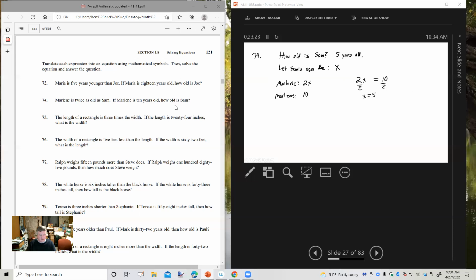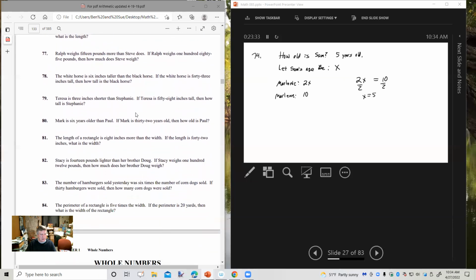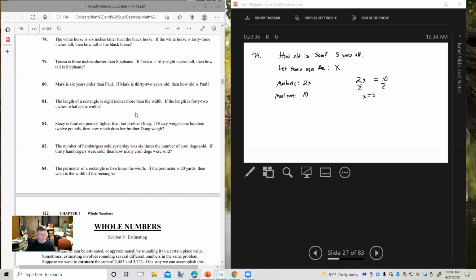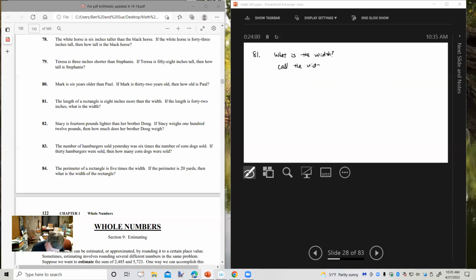All right, let's take a look at, how about, let's do 81. The length of a rectangle is 8 inches more than the width. If the length is 42 inches, what is the width? The question, what is the width? Call the width, how about if we call it W this time? Mix it up a little bit.